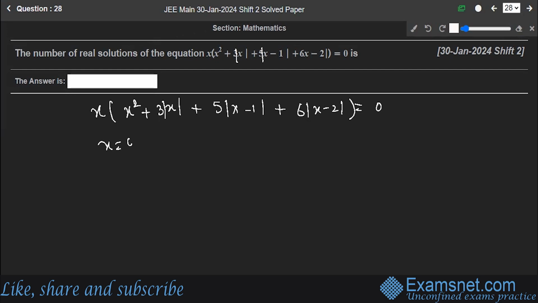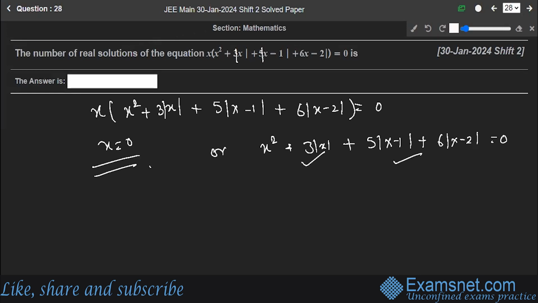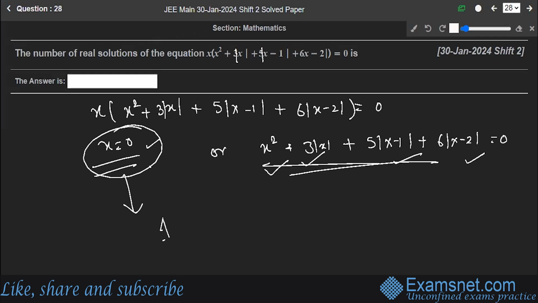So that means x is equal to 0, or this expression is equal to 0. So here, this is positive, this is positive, this is positive, and this is positive. All the terms are positive except at x is equal to 0. Right? So there is no value of x which is satisfying this equation. Only solution possible is x is equal to 0, because everything else will give you a positive value only. So that means only one solution is there. Hope you're clear with this.